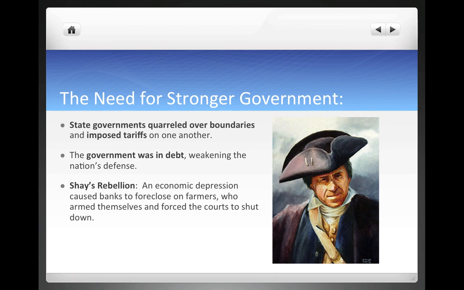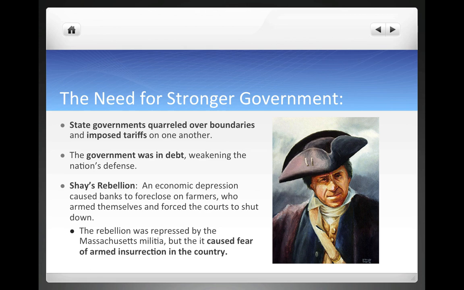He was a Revolutionary War captain who was a farmer and a well-respected man in the community, and he organized this rebellion. The rebellion was repressed by the Massachusetts militia, but it caused fear of armed insurrection in the country. Basically, people started looking around and saying, well, you know what? These states are a little too independent. We need a little more law and order in the colonies. And that would create an impetus for a new constitution.